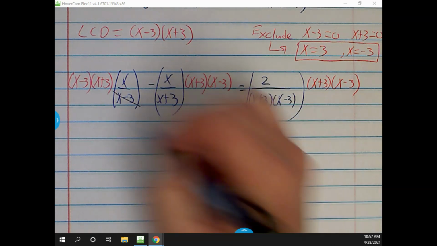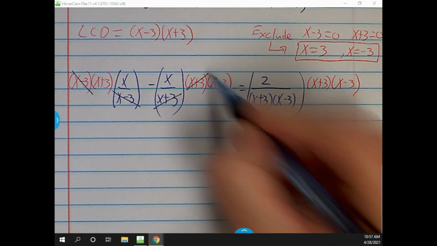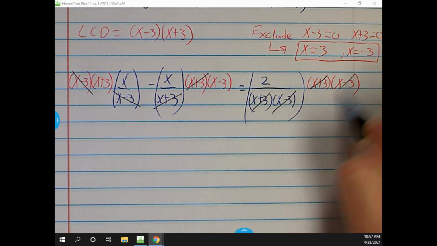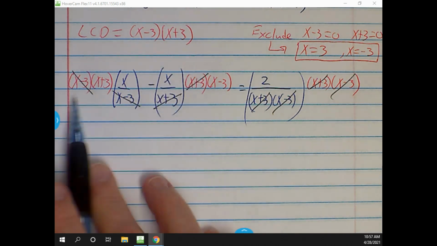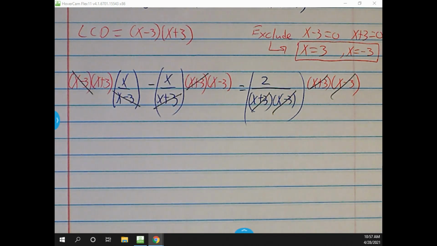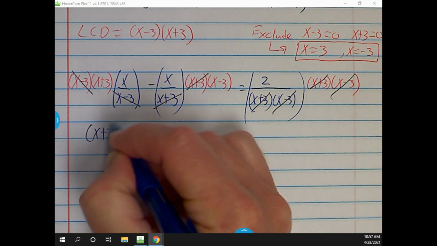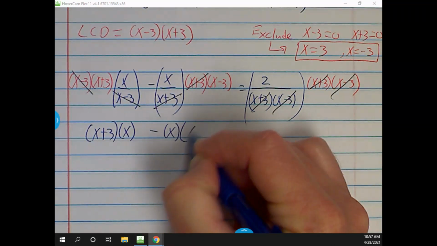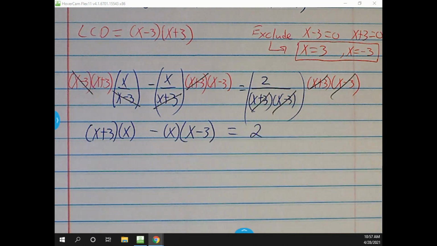This x minus 3 cancels out that x minus 3. That one cancels that one. That will cancel that, and that will cancel that. And that's what you want, and that's the whole purpose of multiplying by the least common denominator. Every fraction's gone, and you've got just whole numbers left over. And then just write down what you have left over. You've got x plus 3 times x minus x times x minus 3 equals 2.